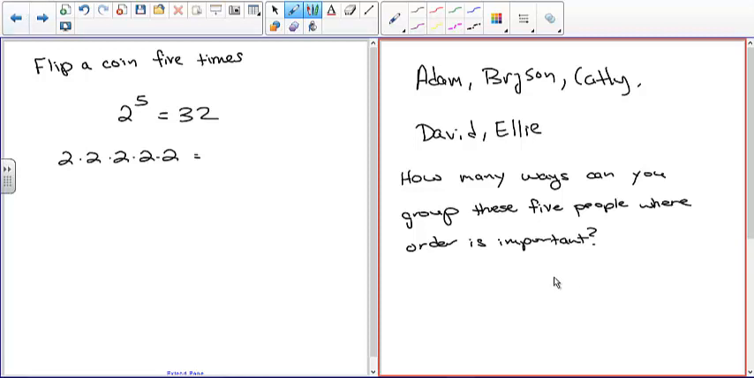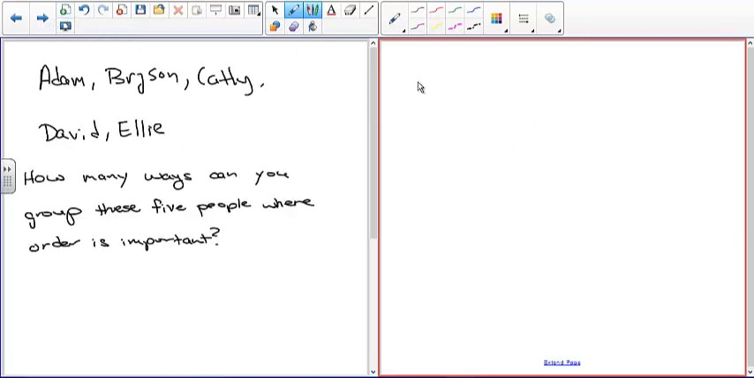Okay. How many ways can you group these 5 people where order is important? So there's like a 5-step process. You've got 5 slots to put them in. When you go to put somebody in the first slot, how many people do I have to choose from? Well, there are 5 people to choose from. Any one of these people can go in the first slot. So in this case, n sub 1 is 5.